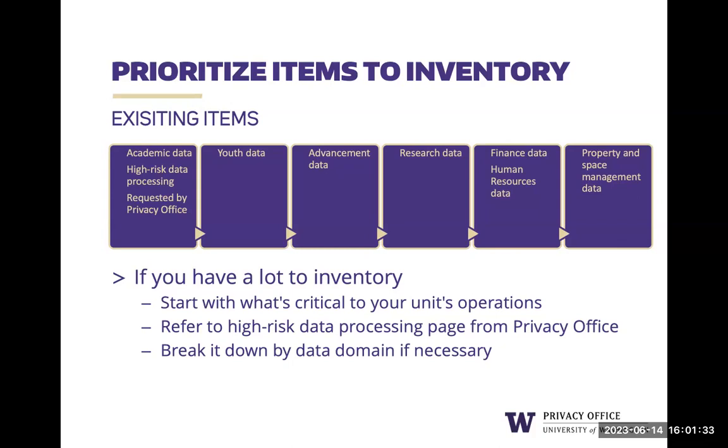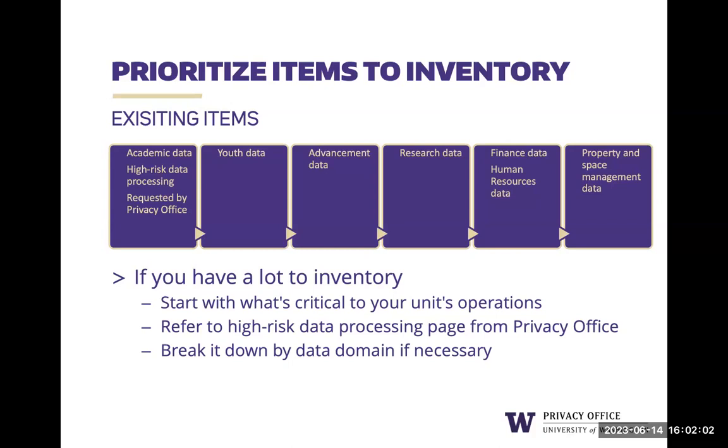Consider the data domain that the personal data involved fall into. Our priorities are in the following order: academic data, high-risk data processing, or items specifically requested by the Privacy Office. Youth data, advancement data, research data, finance data, human resources data, and property and space management data.